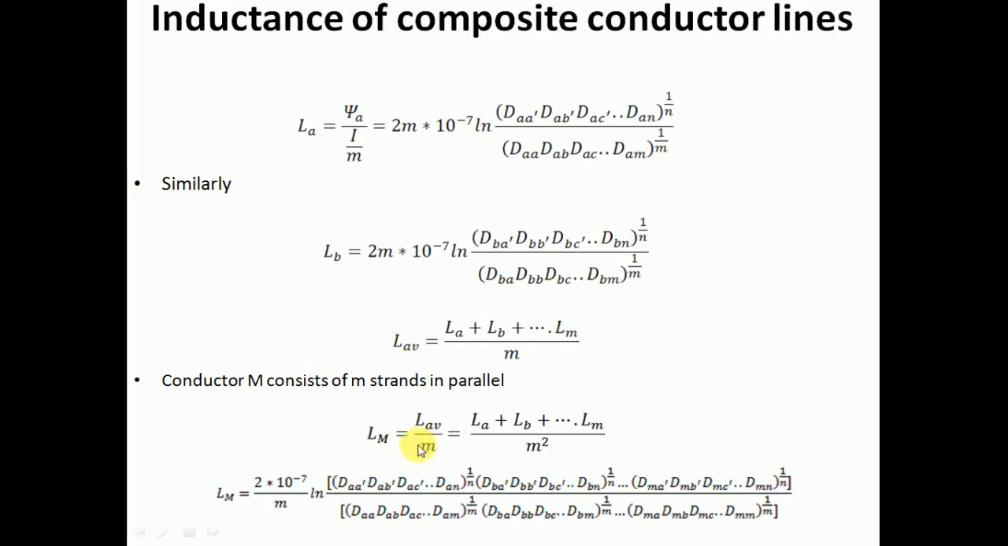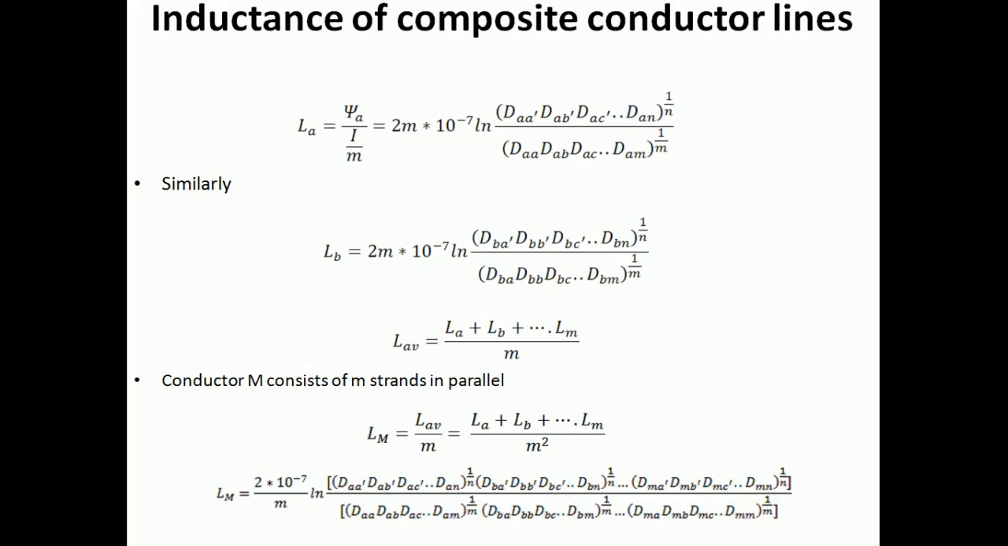This divided by the total number of subconductors, that is m, will give you the total inductance of phase line M. So you have to divide this relation further by small m. Then the denominator term will have m square. In this relation, the numerator term is actually the addition of LA, LB till LM. So by taking 2 into 10 raised to minus 7 common from all the expressions and then using the logarithmic expression, we will be able to write the relation in this particular form.